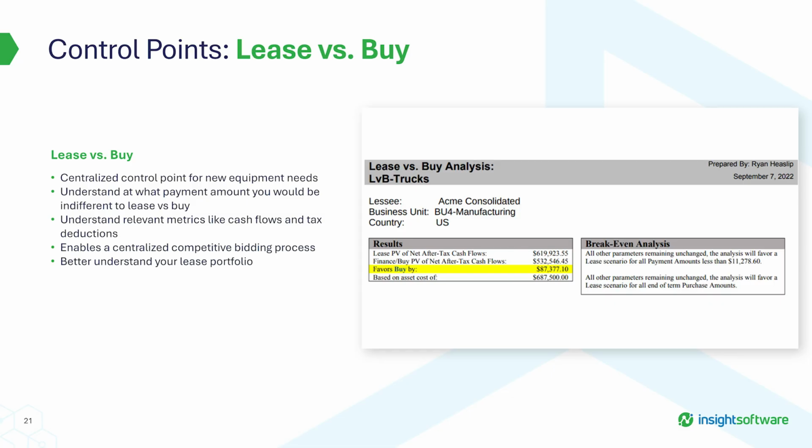Why not do the same with your leases? A lease versus buy creates a centralized control point so you understand when your company needs to lease new equipment. If you understand when your company needs new equipment, you will be in a position to aggregate all needed assets into a lease line, which can drastically lower costs.